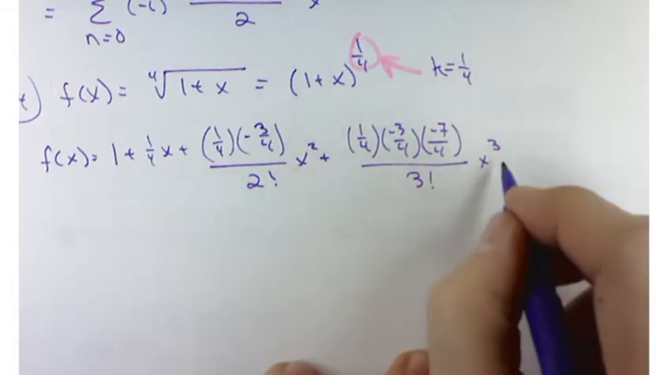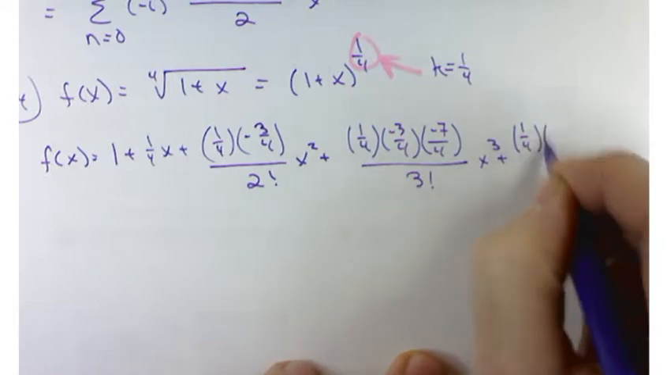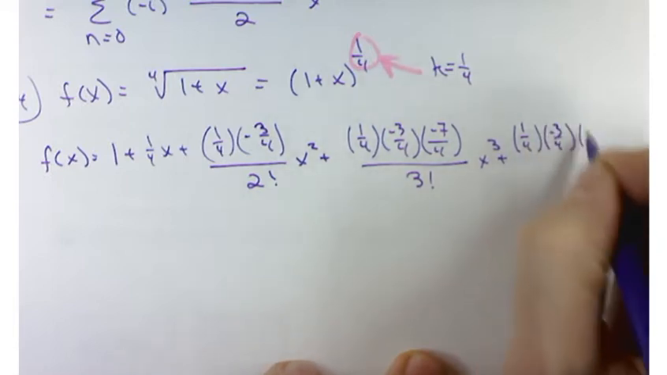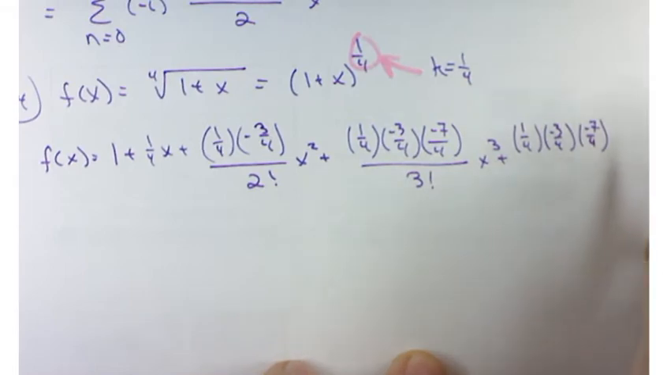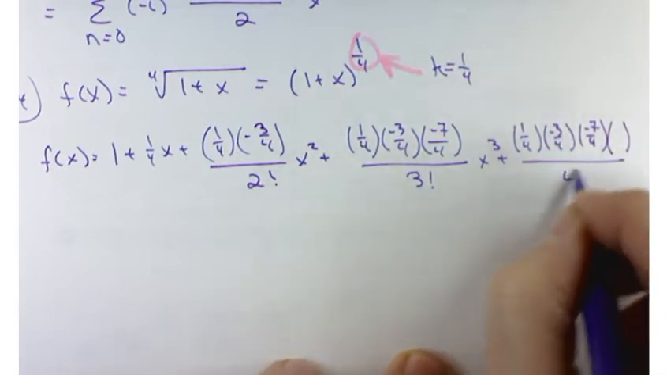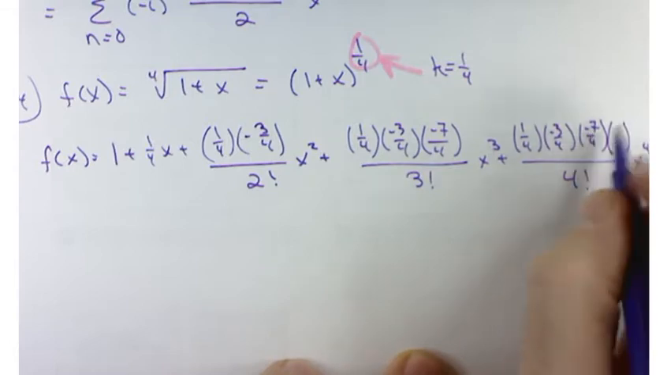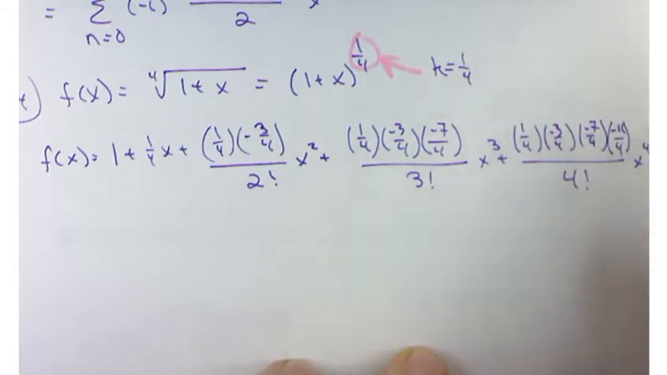And let me see if I can squeeze in one more here. 1/4, -3/4, -7/4. Someone else other than Slav for the next one. Ronnie, what's the next one? -11/4. Cool.